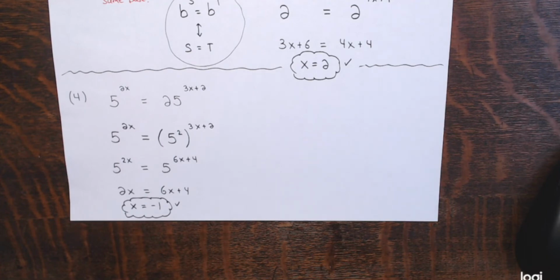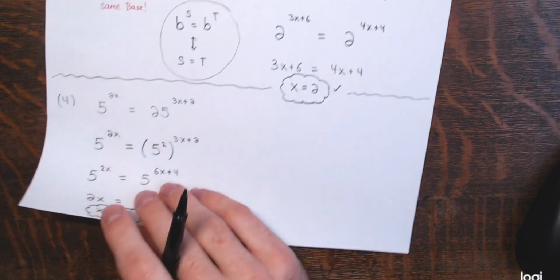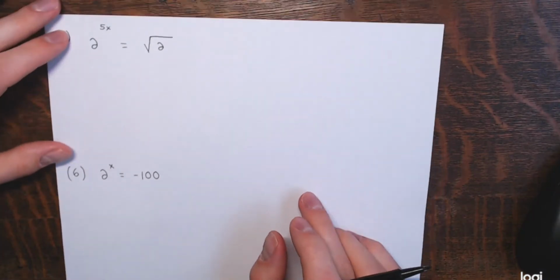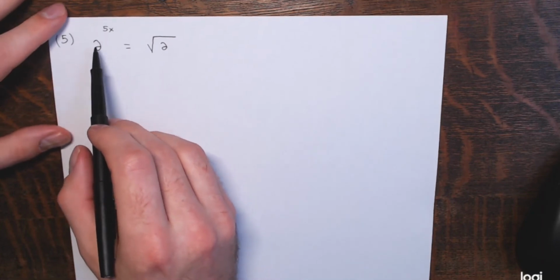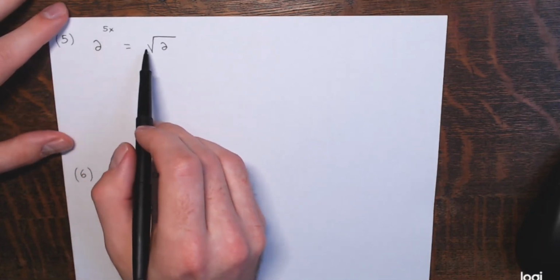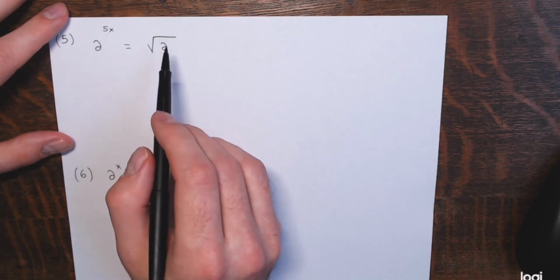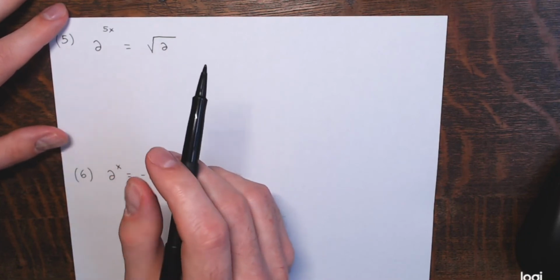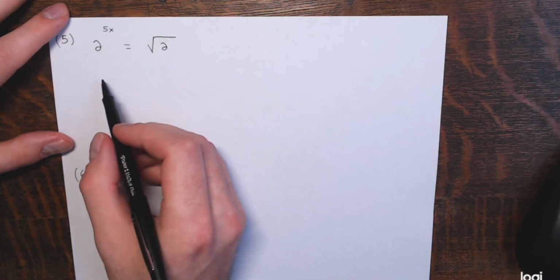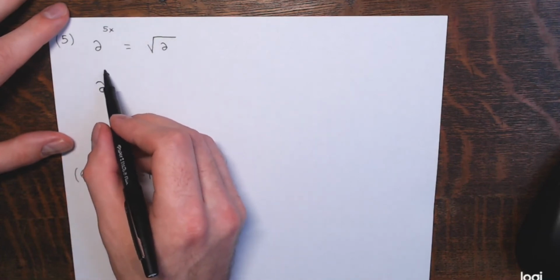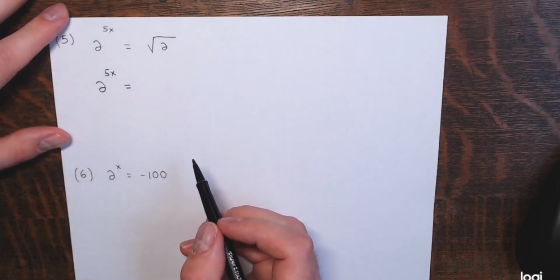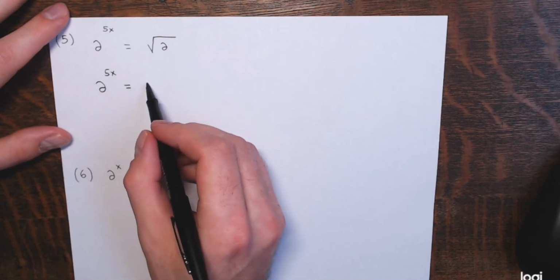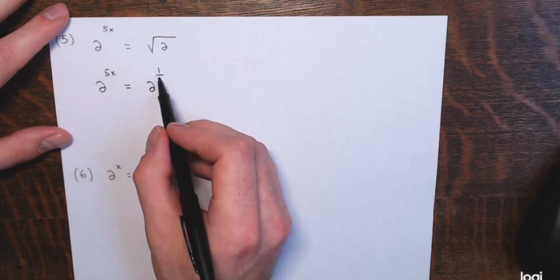Alright, so I continue this. Alright, the next page has more stuff that I have to manipulate. So in example 5, you see here I have 2 to the 5x power on the left, and then the square root of 2 on the right. Now I hope you recall that a root, square root, cube root, whatever, is a power, a fraction power. All right, the square root of 2 is actually the same thing as 2 to the 1/2 power.